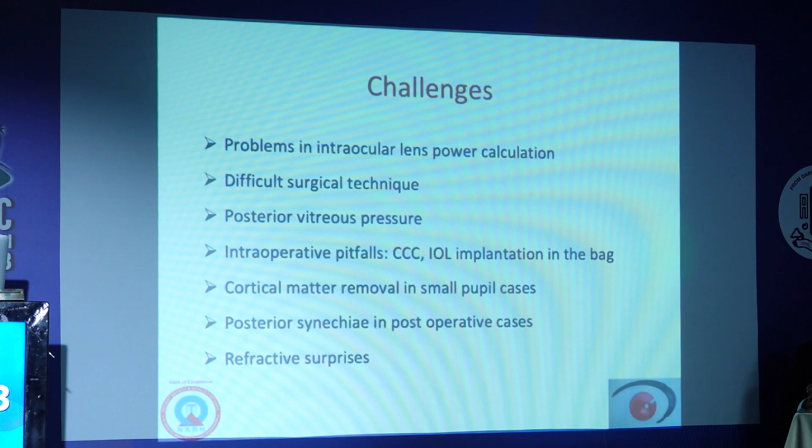Difficult surgical technique, when there are synechiae, a small pupil, high vitreous upthrust, ruptured capsule. These patients have high upthrust. Intraoperative pitfalls: performing CCC is challenging if there is a vitreous upthrust. IOL implantation in the bag is very difficult with high vitreous upthrust. Cortical matter removal in small pupil cases, because with the bimanual irrigation aspiration cannula, you get a lot of reflexes and you are not able to see clearly where the cortical matter is. Posterior synechiae in most of these cases, because they have very high inflammation pre-operatively, and despite all these, you get refractive surprises.